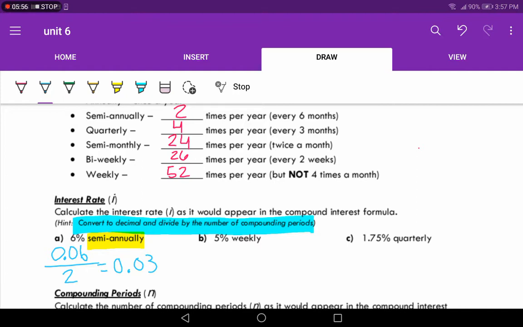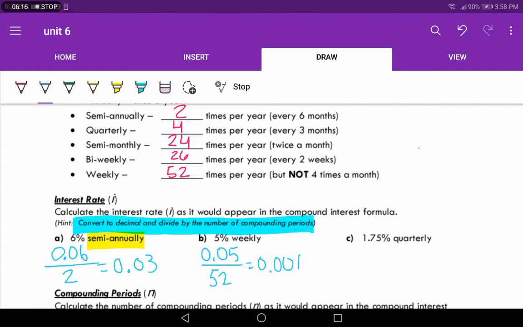Okay, so the next one is 5% weekly, so I'm going to start by converting to a decimal. Weekly, look up here, that's 52. So I'm dividing by 52. I get 0.001. That is the amount of interest I am making per week.